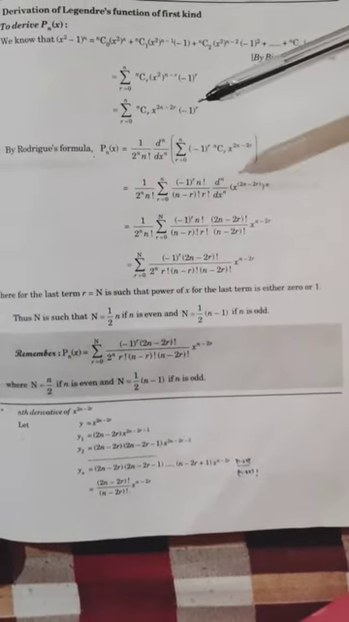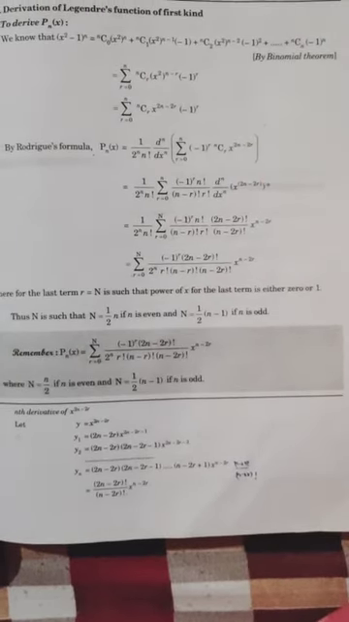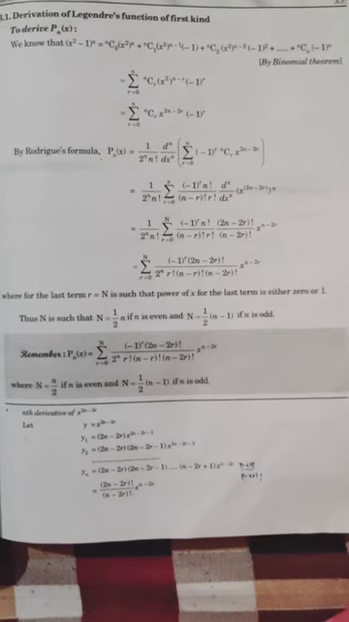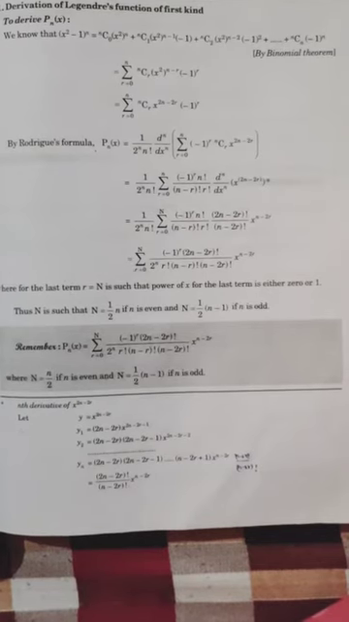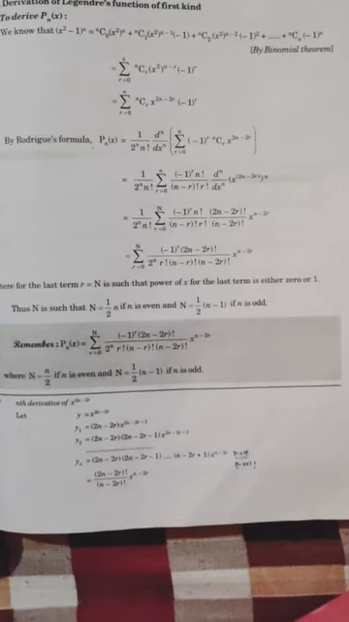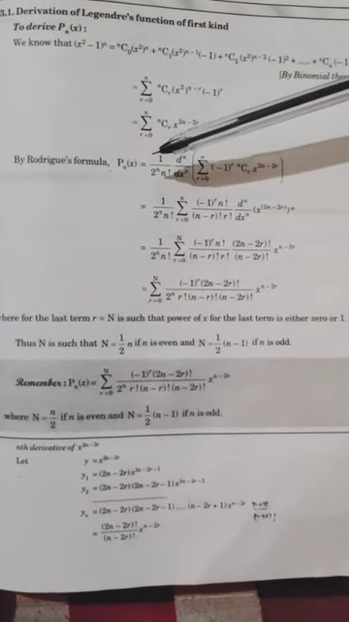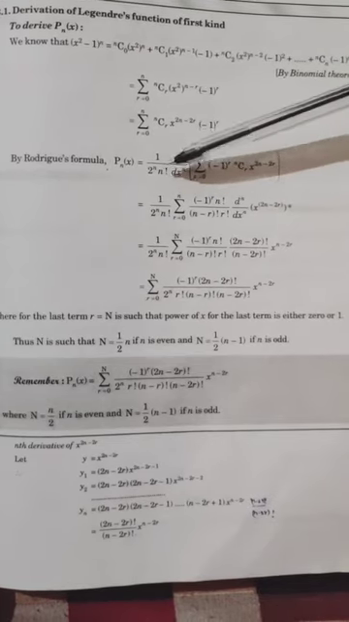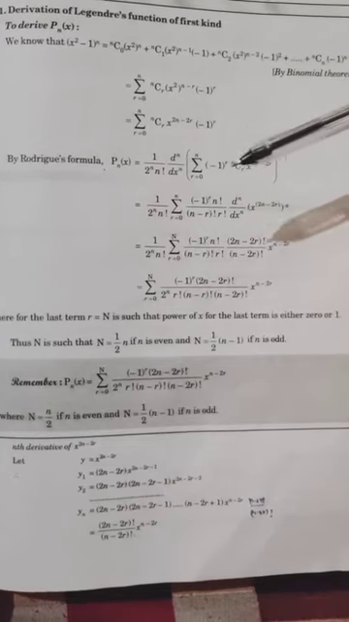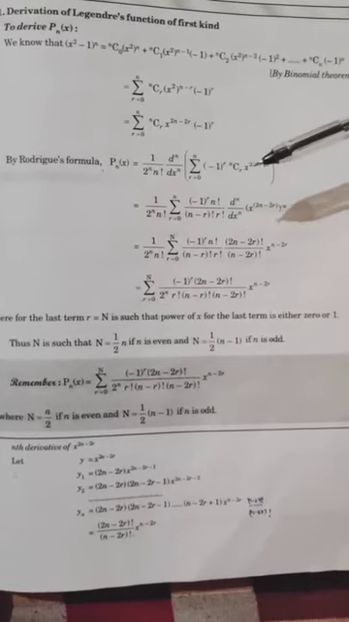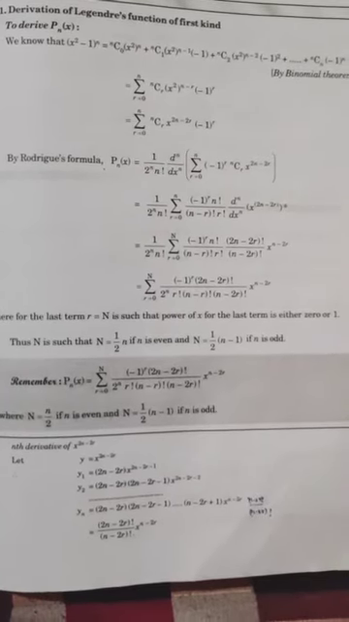We can write it as summation of nCr (x²)^(n−r) (−1)^r, which we can rewrite as summation of r equals 0 to n of nCr x^(2n−2r) (−1)^r. So in the Rodrigues formula, we get the result Pn(x) equals 1 over 2^n n! d^n/dx^n summation of r equals 0 to n of (−1)^r nCr x^(2n−2r). We have to put the expansion results like this.